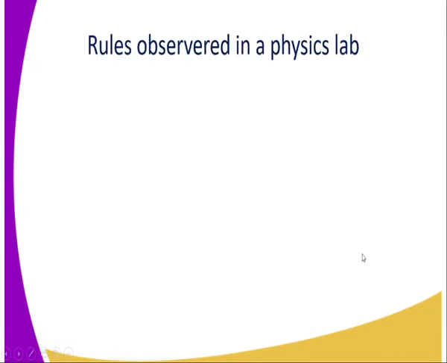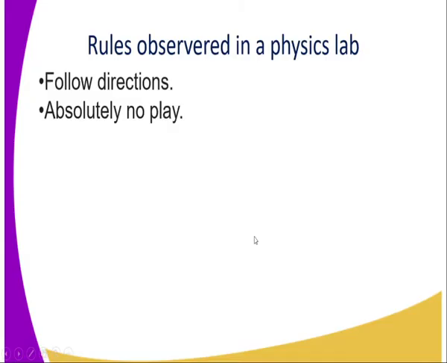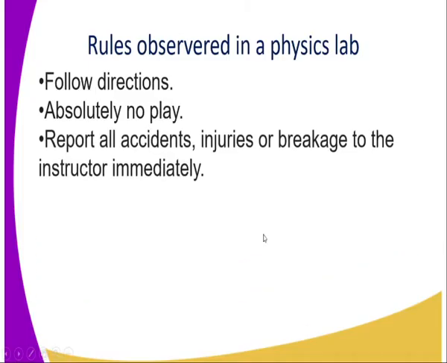And in case of anything, we need to follow the following rules for us to be able to achieve the desired results. So rule number 1 to observe in a physics laboratory: you should follow instructions. In any given practical or experiment, there are procedures which are set. So to avoid making mistakes, follow instructions. Number 2, absolutely no play in the laboratory. Number 3, report all accidents, injuries, or breakages to the instructor immediately. Could be your teacher or your laboratory technician.